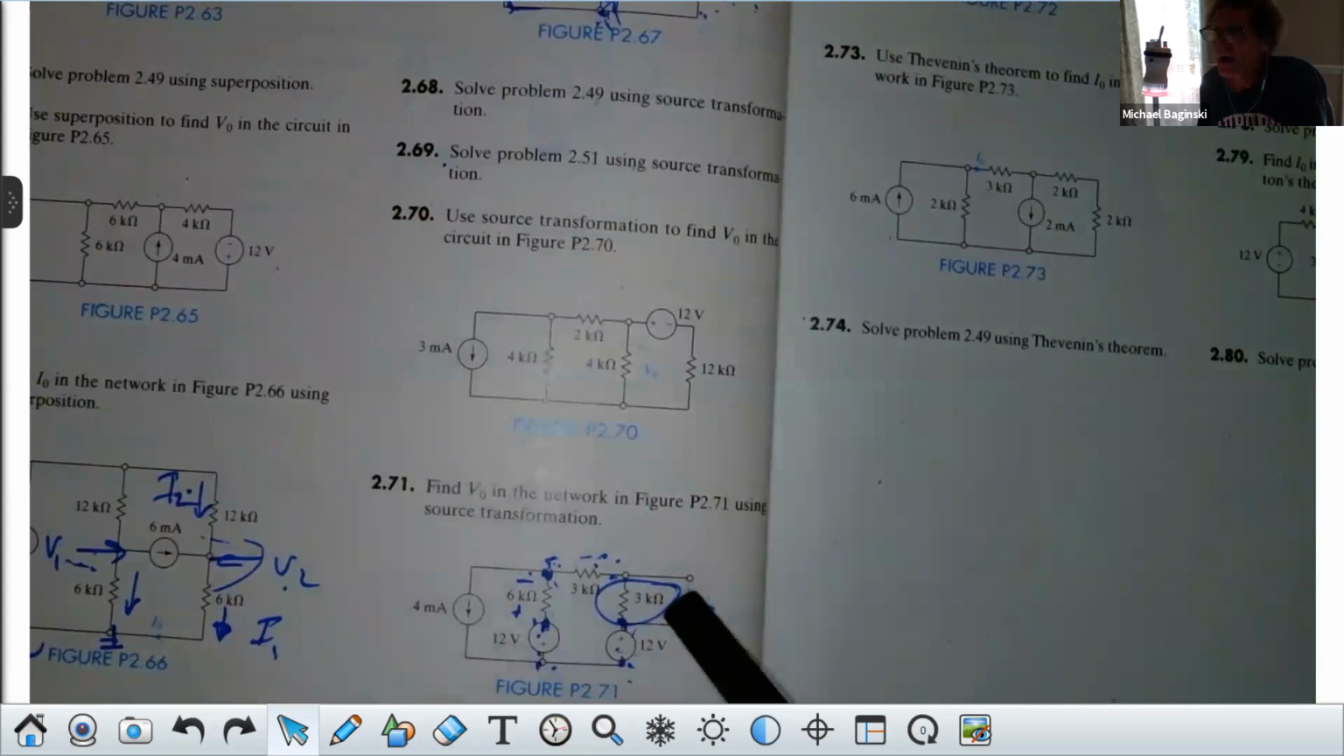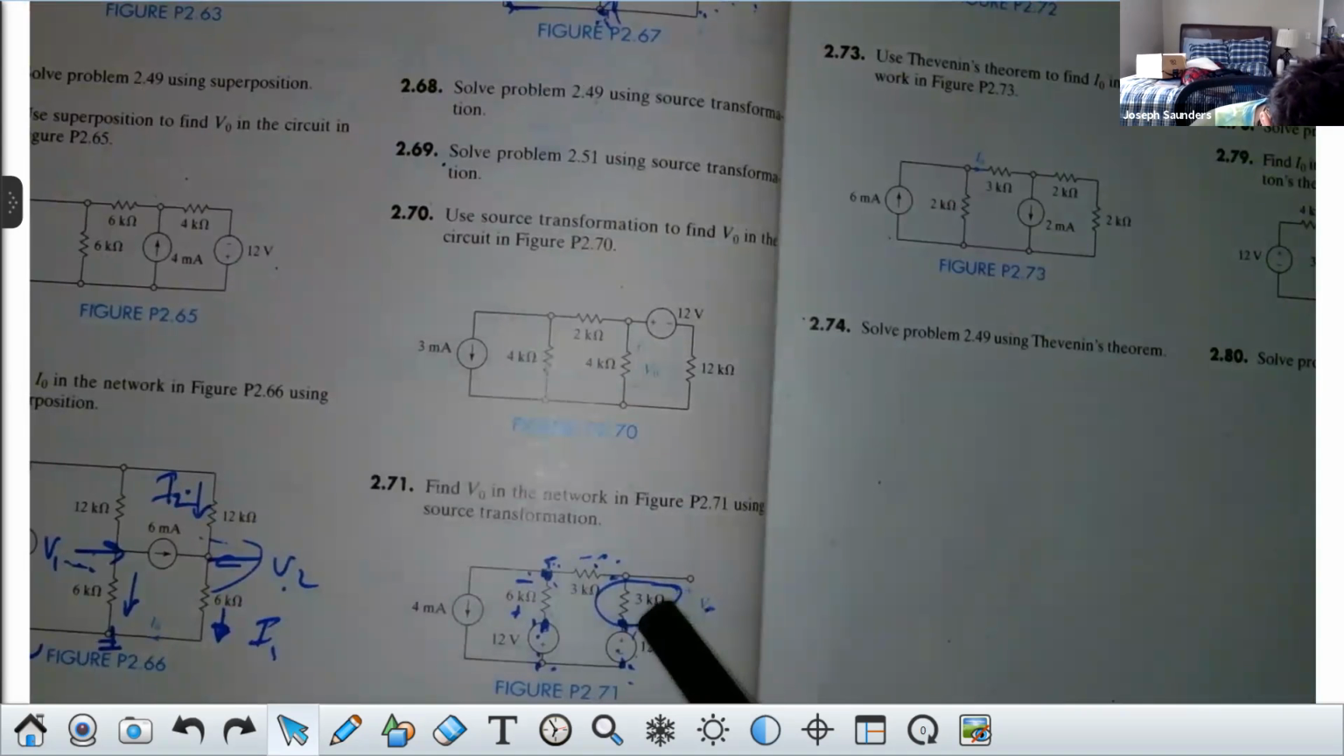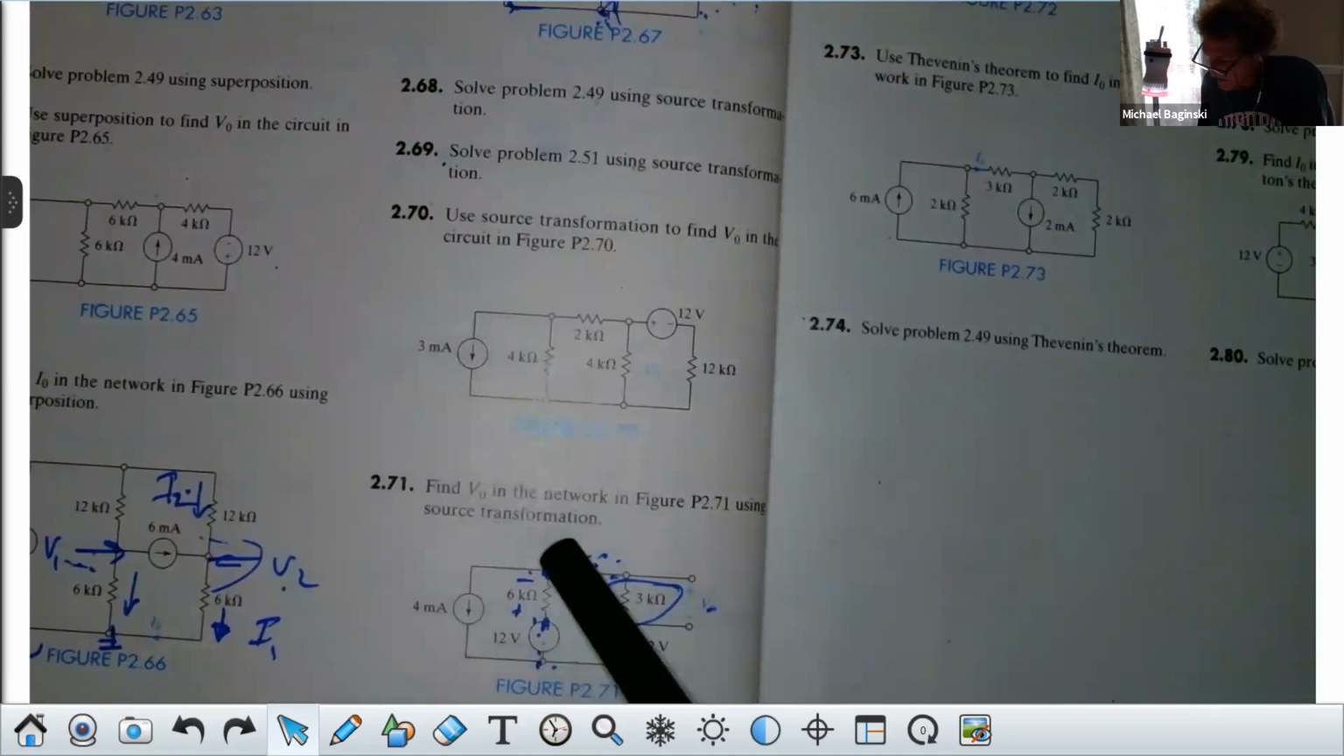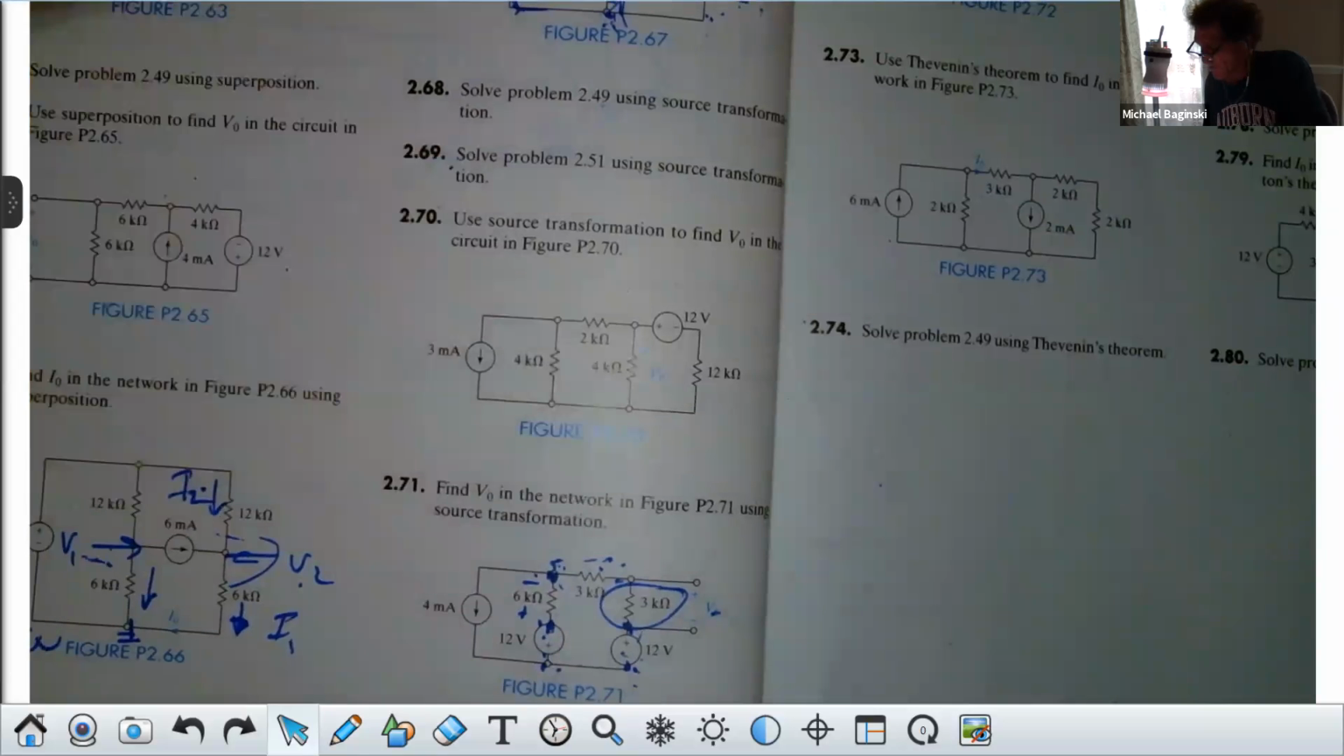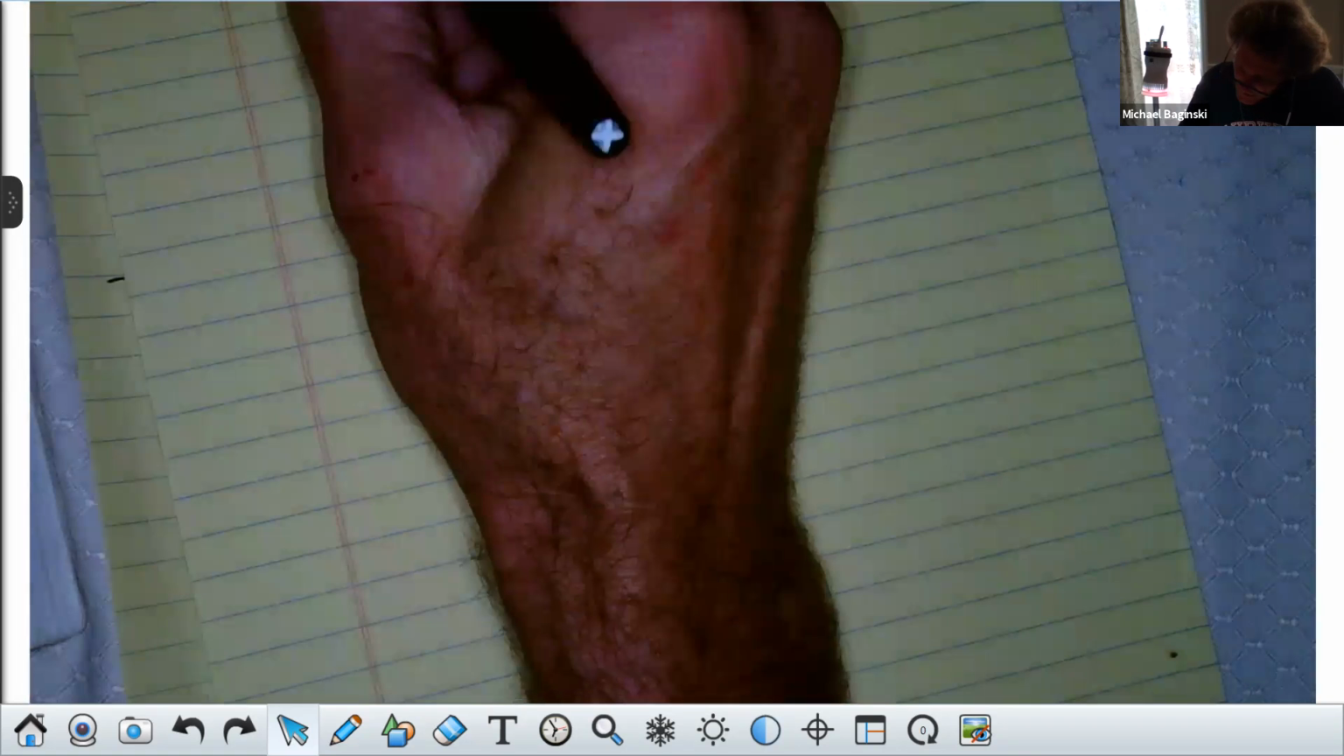Can you see that 3K? Yeah. All right, now look, you see how this is a voltage source in series with the current? How about if I draw that and go through it, guys? Hopefully everybody will see this. This is 71. So they've got 4 milliamps. I'm just redrawing.